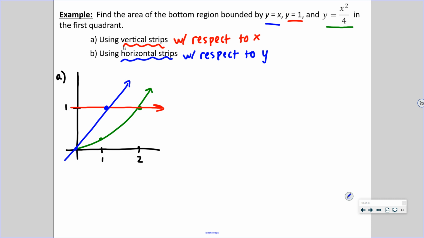All right, so it says find the area of the bottom region bounded by these curves. So that would be this right here in quadrant 1.